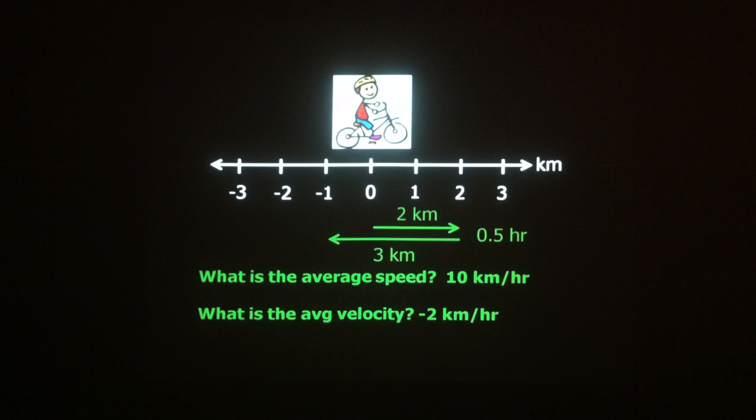So what you should have learned from this lesson is speed and distance are scalar quantities. Displacement and velocity are vector quantities. Furthermore, you should understand how to calculate speed and velocity. Speed is just total distance over time. Velocity is displacement over time, a little bit more complicated. And displacement is our change in position, our final position minus our initial position.